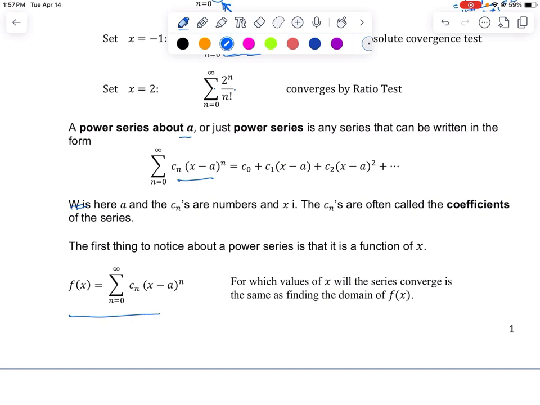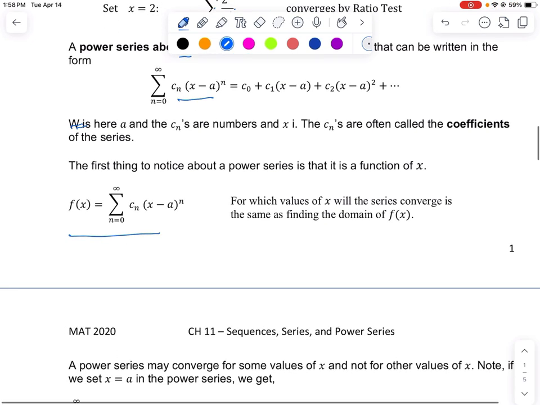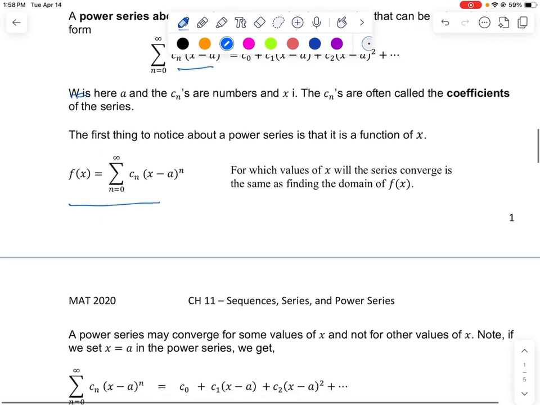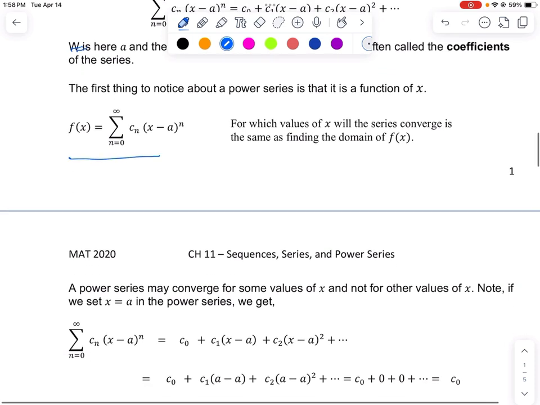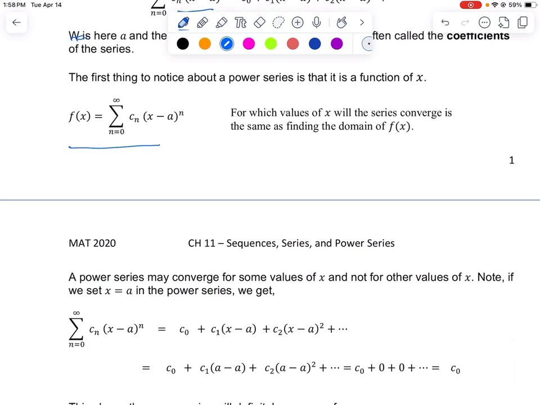Now, for which values of x will the series converge? This is our question. Whenever we have a series, we want to see where it converges and where it diverges. So asking for which x the series will converge is basically the same thing as finding the domain of the function, which is the series. Now again, a power series may converge for some values of x and not for other values of x. But if x is equal to a, where a is this fixed number, then what do we get?